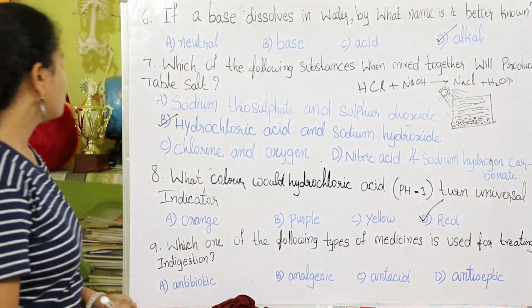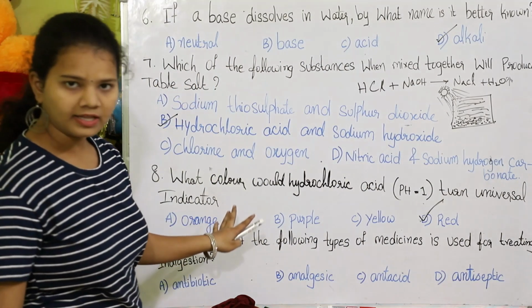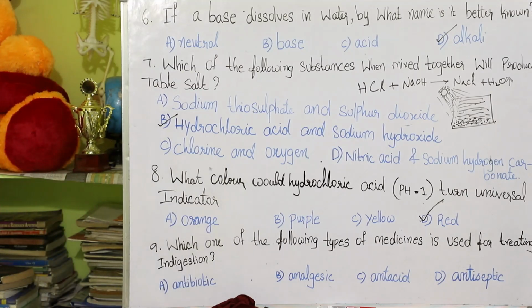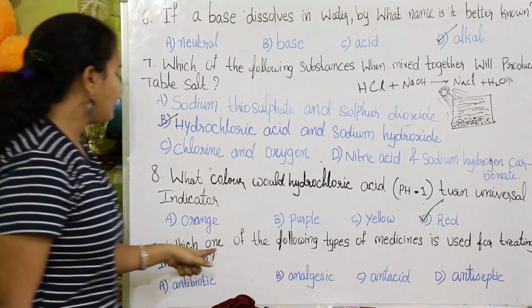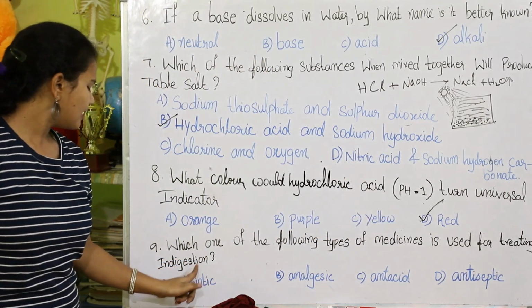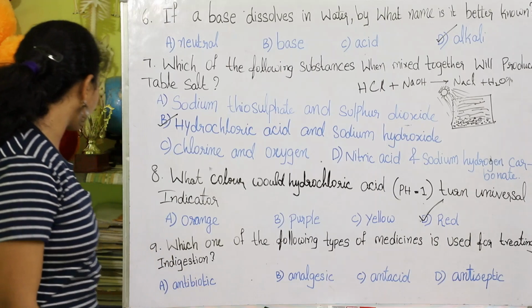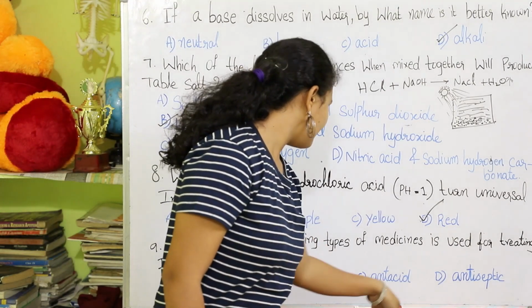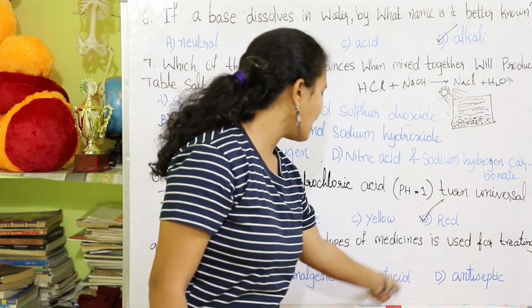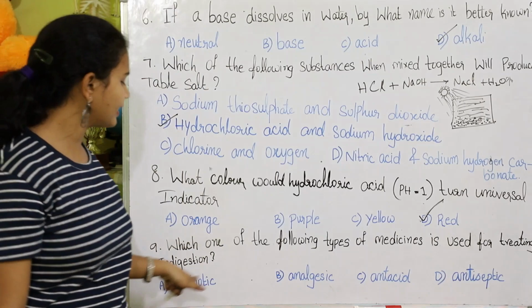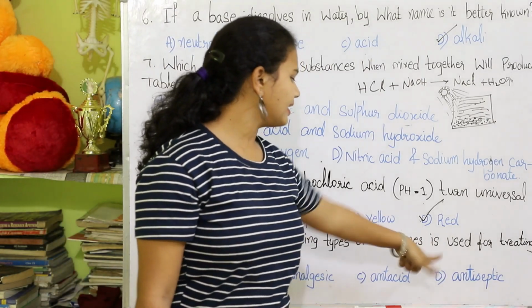Clear? Now, let's go for the ninth question. Which of the following types of medicines is used for treating indigestion? Option A, antibiotic. Option B, analgesic. Option C, antacid. Option D, antiseptic.